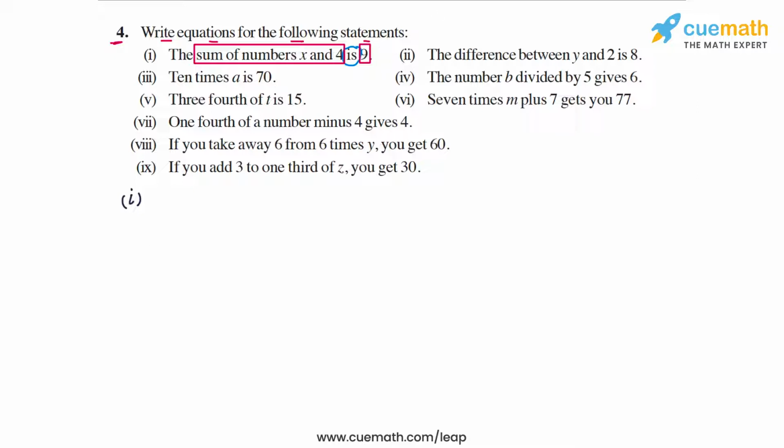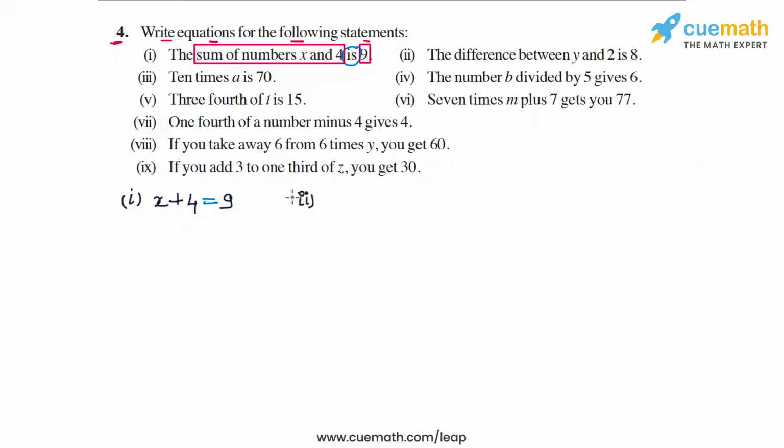So this is how you have to think in each part. So sum of numbers x and 4 can be written as x plus 4, and the RHS is 9. So the equation becomes x plus 4 equal to 9. So quite straightforward. Let's do part 2 now.